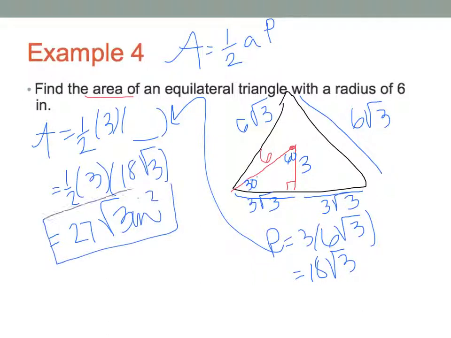And as I simplify that, I get 27 root 3 inches squared. And you know I'm fine leaving it like this in exact form, and you're more than welcome to approximate by putting that into your decimal. One more to go, people.